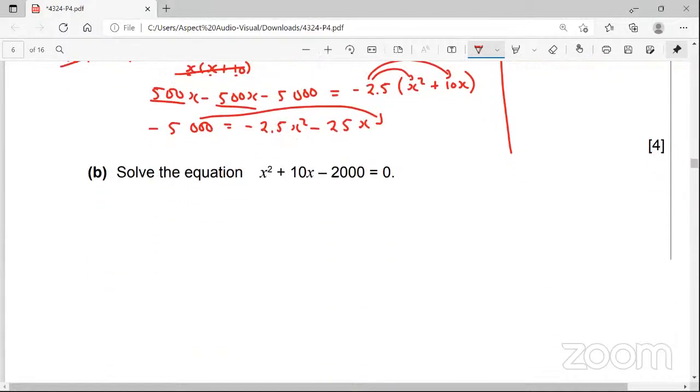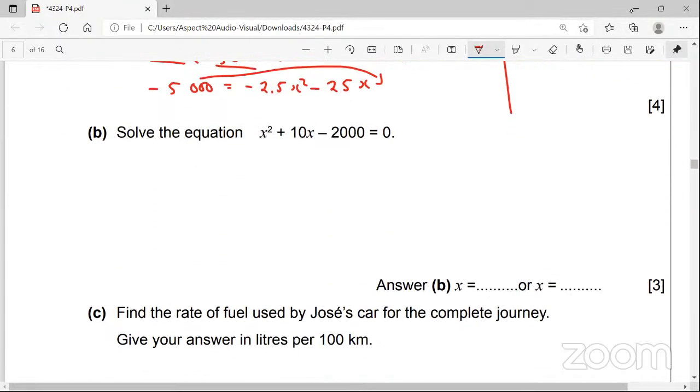Now the next question: solve the equation x squared plus 10x minus 2000 is equal to 0. I think we can all do this one. Okay, we can use the formula where we say x is equal to negative b plus or minus the square root of b squared minus 4ac, over 2a, right? And in this case, our a will be equal to 1, because that's the coefficient of x squared. Our b will be equal to 10, and our c will be equal to negative 2000.